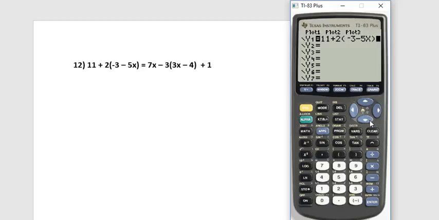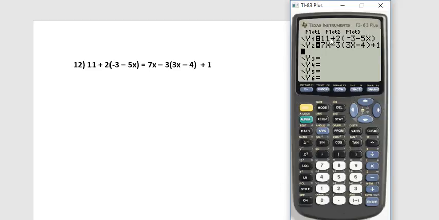And then in y2, we're going to put the other side. 7x minus 3 parenthesis. And we don't even have to simplify. We can let the calculator do it. So if you're worried that you're going to mess that up, don't worry about simplifying. Let the calculator do it.